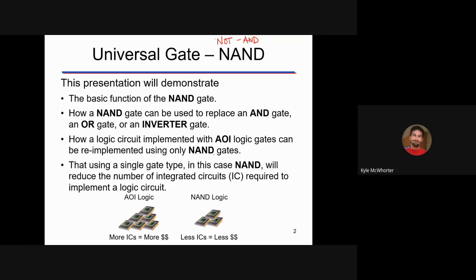The reason that we would do that is because if we can make a whole circuit out of a single type of gate, then in a lot of cases we use many fewer integrated chips, which means that implementing our logic costs less. So we'll see by the end of this lesson how, by changing from AOI to NAND logic, we can simplify the circuit to the point where it might have the same number of gates or maybe even more gates, but it will actually use fewer ICs.